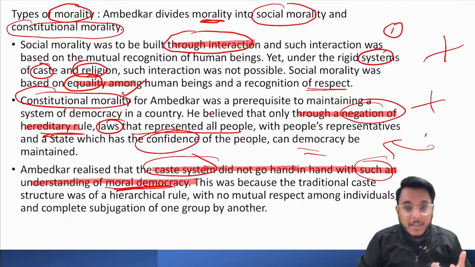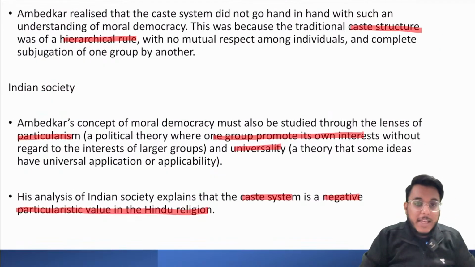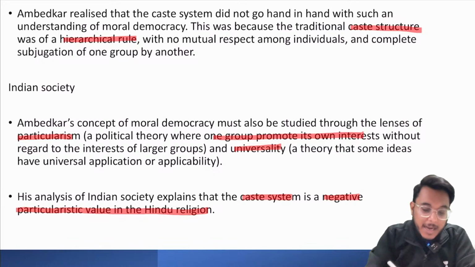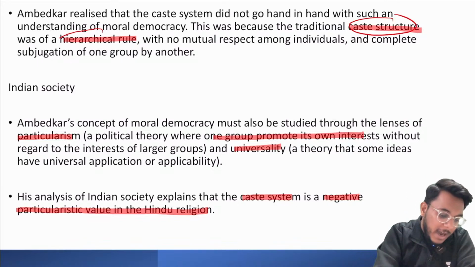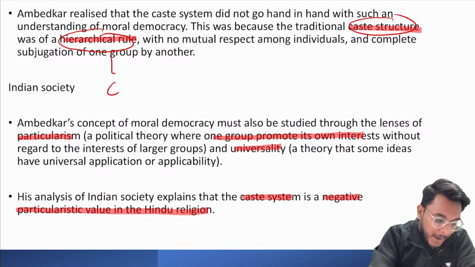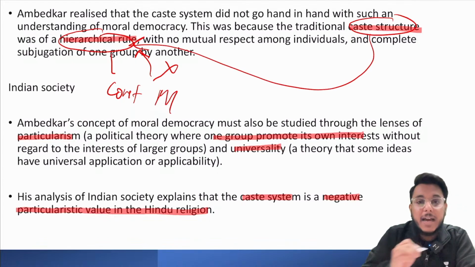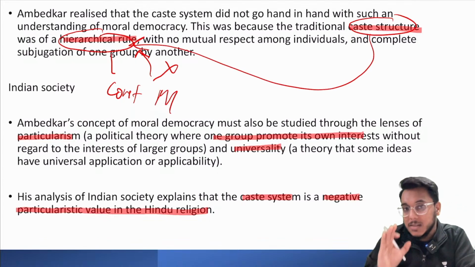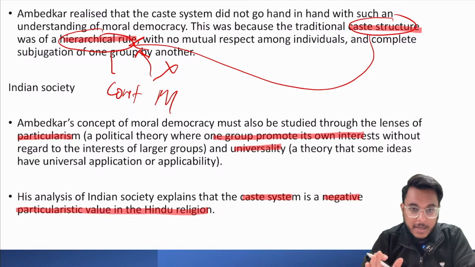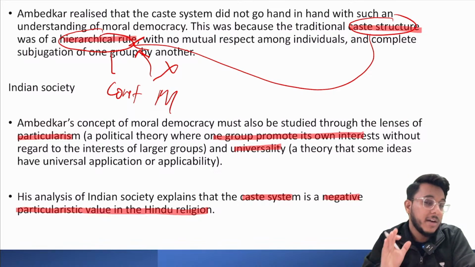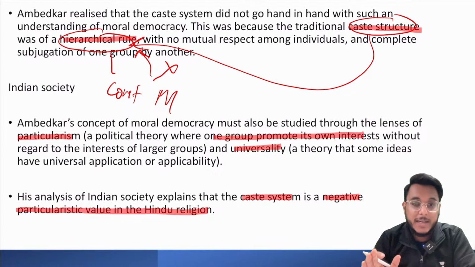Equality, liberty, fraternity. Next, Ambedkar provided that caste structures create a kind of hierarchical rule, and as a part of constitutional morality, we need to break this hierarchy. But caste will always bring hierarchy. Therefore, the caste system can never be accommodated in a moral democracy.